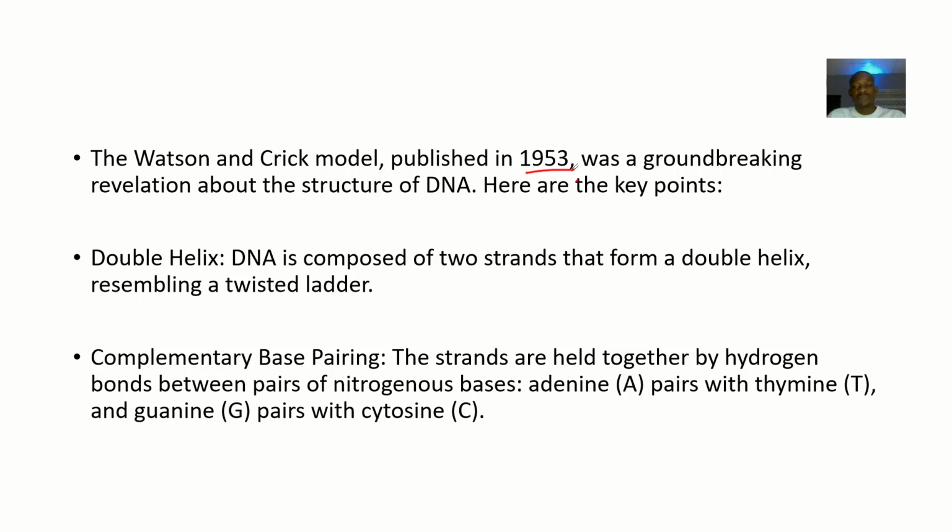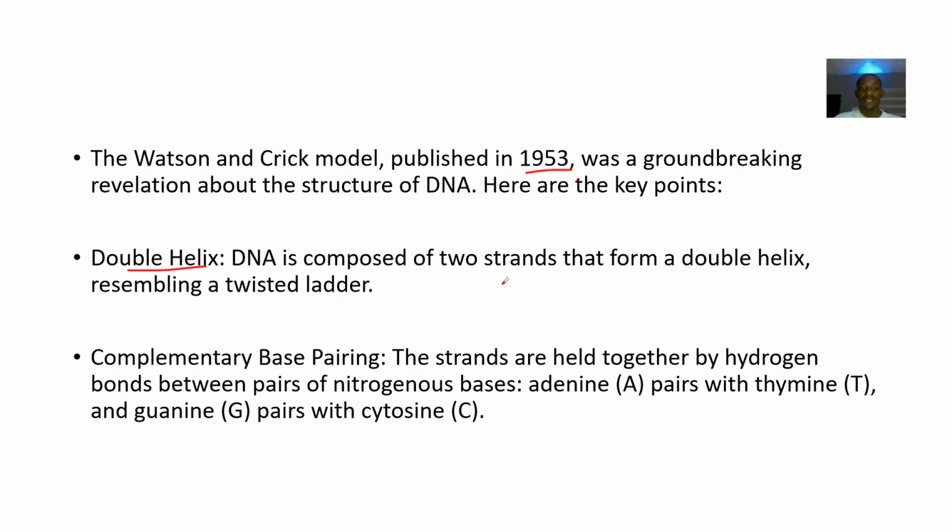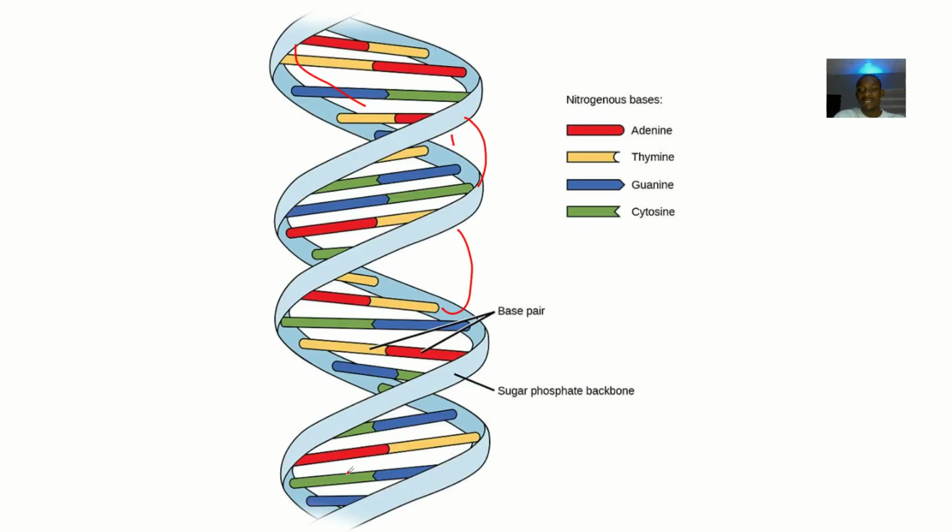So the Watson and Crick model of DNA was published in 1953. It was a groundbreaking revelation about the structure of DNA. So here are some key points about it. Watson and Crick noted that DNA has a double helix, like double strands. See, this is a strand coming like this, and these are another strand coming like this. So the DNA is composed of two strands that form a double helix, resembling a twisted ladder. It's like a ladder they are climbing, but it's twisted.